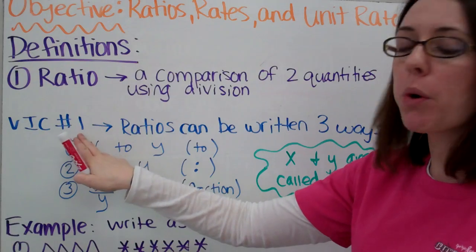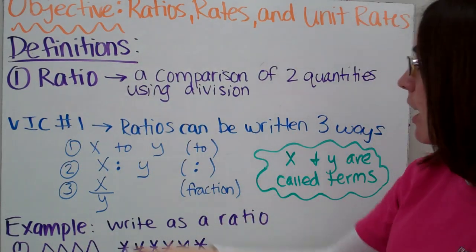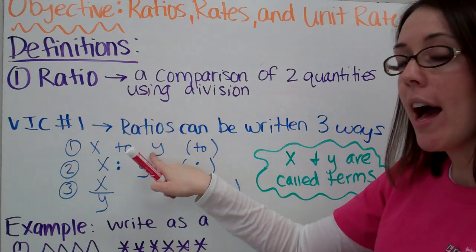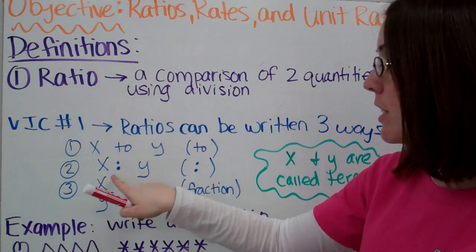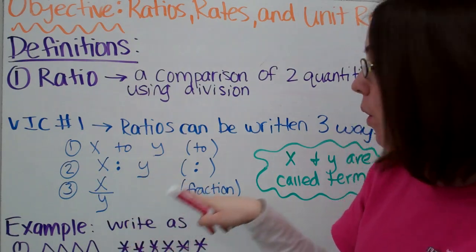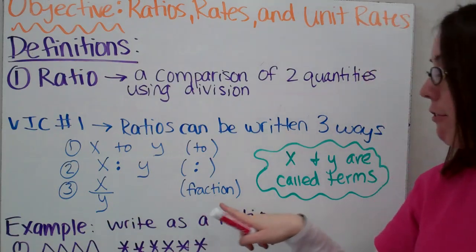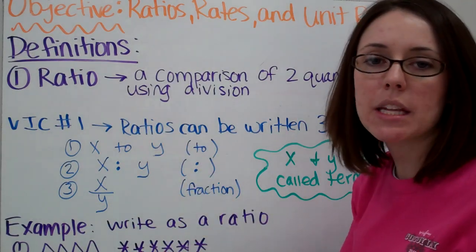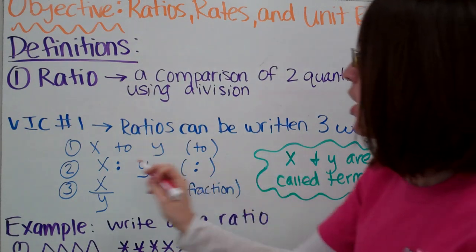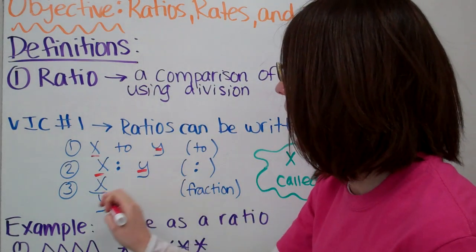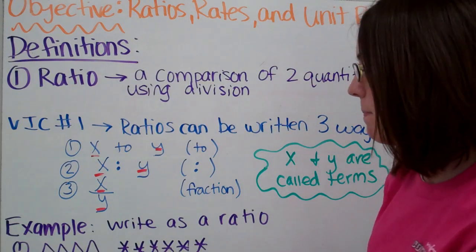Let's look at our VIC number one relating to ratios. Ratios can be written three ways. You can write them x to y using the word to. Way number two, you can use a colon, x colon y. Or way three, x divided by y, or x over y as a fraction. So those are the three ways that ratios can be written. X and y are called terms. So in our ratio, the quantities x and y are called terms. Remember that. You'll see it again.